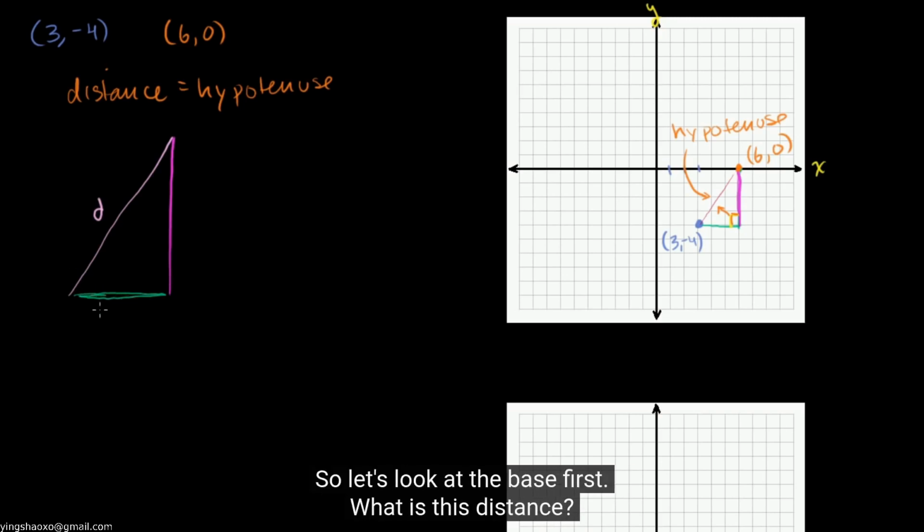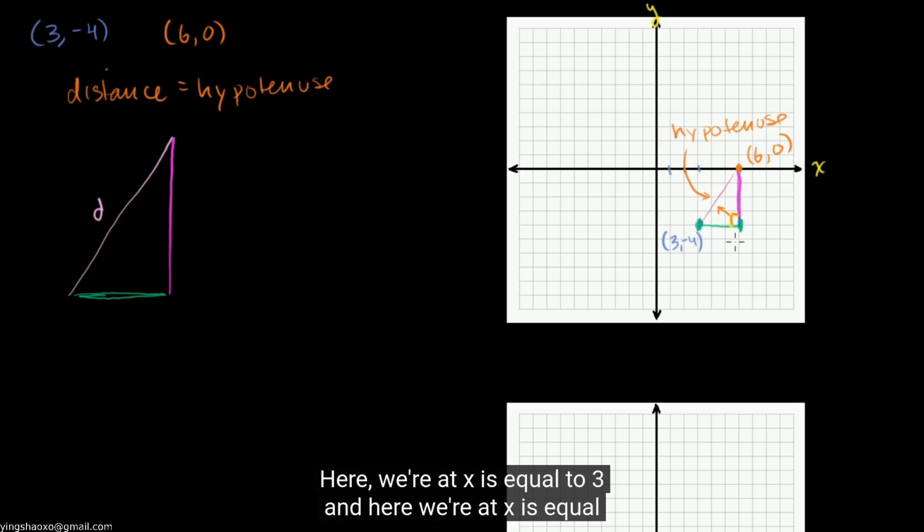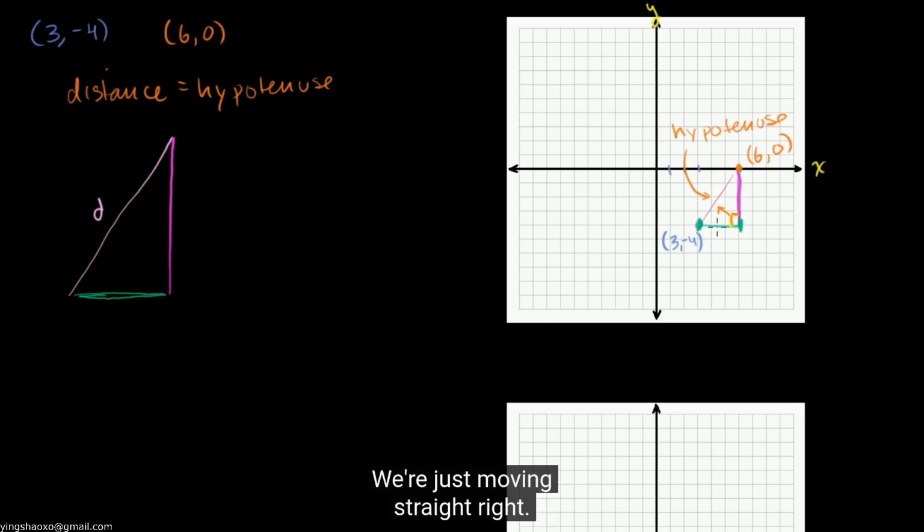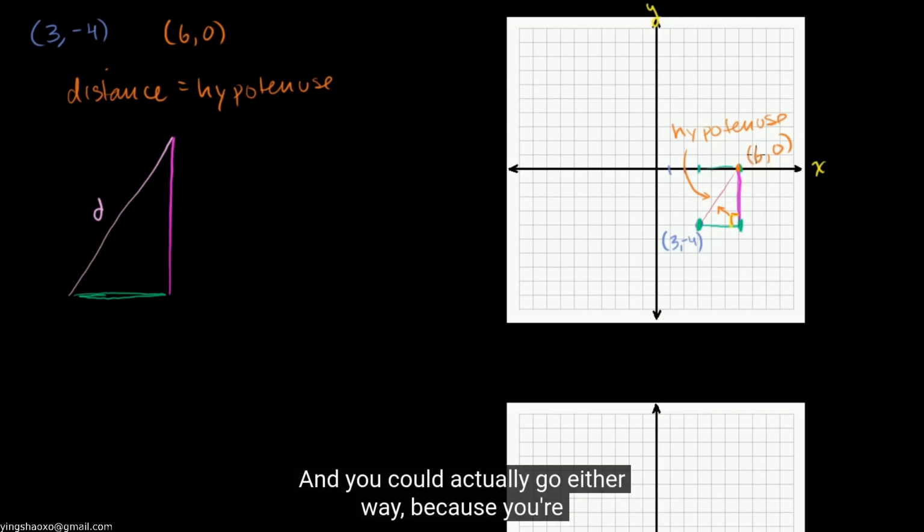So let's look at the base first. What is this distance? You could even count it on this graph paper. But here we're at x is equal to 3. And here we're at x is equal to 6. We're just moving straight right. This is the same distance as that distance right there. So to figure out that distance, it's literally the end x point. And you can go either way because you're going to square everything, so it doesn't matter if you get negative numbers.